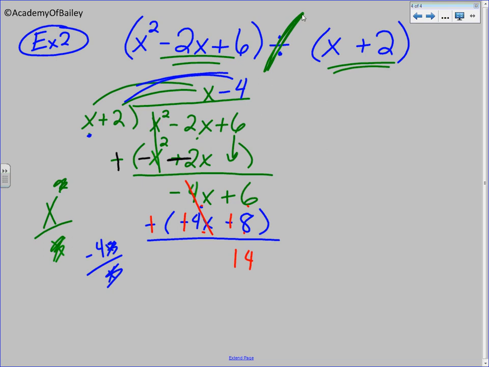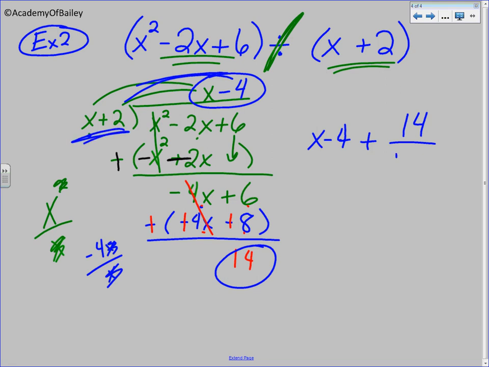So our solution, when we divide those out, we're going to get x minus 4 plus, and then what's the fraction we have? 14 is the remainder. X plus 2 is the denominator. And that is how you work a long division of polynomials.